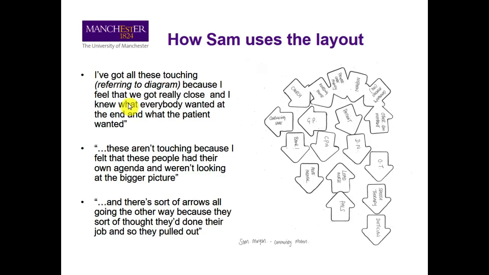So she said, "I've got all these touching," referring to the diagram, "because I felt that we got really close and I knew what everybody wanted at the end and what the patient wanted. So this is all these up here. These aren't touching because I felt that these people had their own agenda and weren't looking at the bigger picture. So we've got GP here and continuing care." Loads of problems with GPs in these studies. Anyway. "And then these arrows all sort of going the other way because they thought they'd done their job, so they pulled out." So lots of these are secondary care services, just done our bit, off we go.